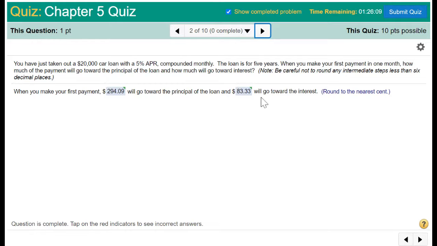294.09 plus 83.33. So the whole loan payment is 377.42. And then you make these adjustments. You know how much is going towards the principal and how much is going towards the interest. You got to split it up. Once you know this part, the 0.41116, whatever it is, you add 2 zeros in front of it and you multiply by 20,000. That's going to give you 83.33. First, get the amount of the loan payment, 377.42. Then you subtract the interest, then you know what's going into the principal amount.